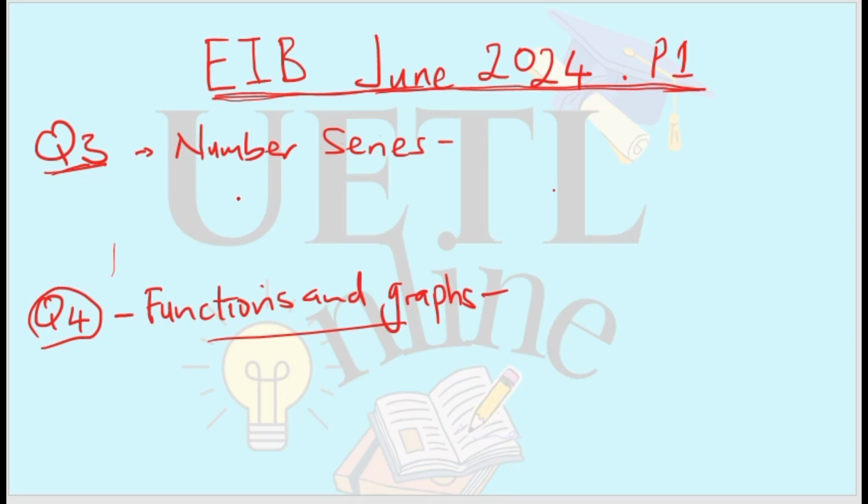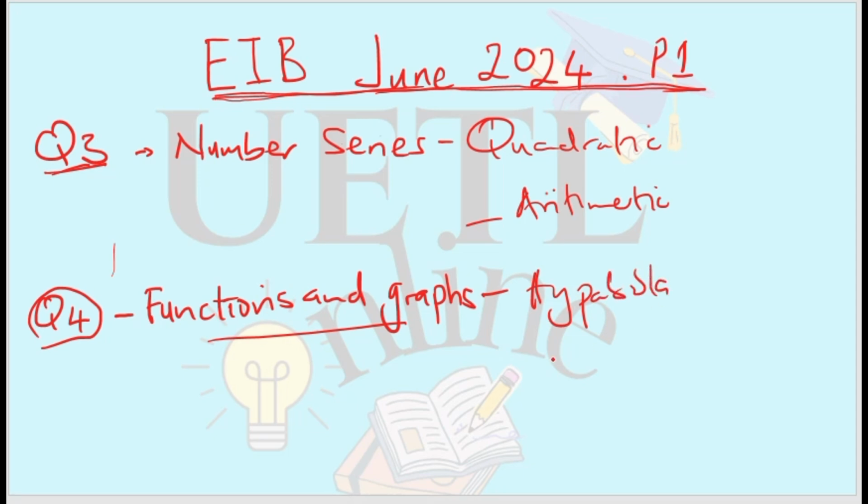Question 3 consists of number series, where we have a quadratic series and an arithmetic series. Then we have question 4, which consists of functions and graphs, where we are going to see a hyperbola, solve for the required answers, and draw the graphs.